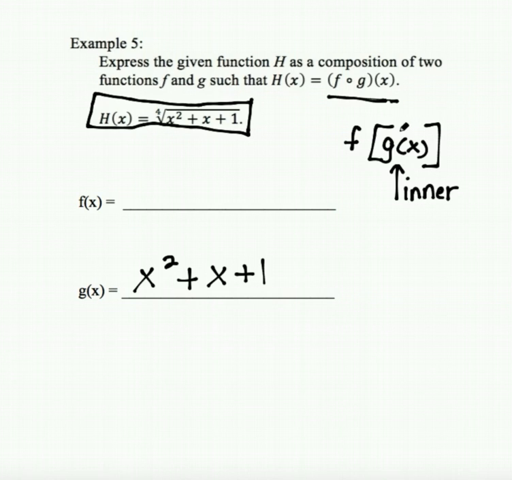Now, remember, a composition of functions is taking g of x and plugging it into another function, f. So what am I plugging this into? Well, whatever I've decided is the inner function, then what's remaining is the outer function. So the remaining part is the fourth root of x. Okay, so my f of x is the fourth root of x. My g of x is x squared plus x plus 1.